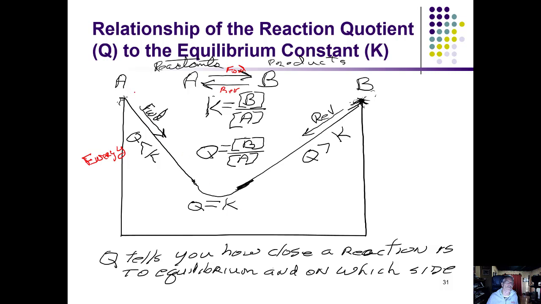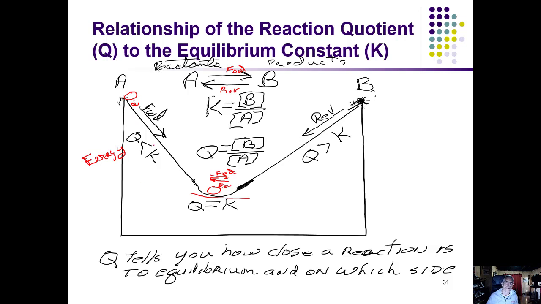If the ball is sitting up here at the top of the hill, it's going to roll in the forward direction until it gets to that lowest energy point where the forward reaction is equal to the reverse reaction, till Q is equal to K. We call that equilibrium, where the forward reaction rate equals the reverse reaction. It's the low energy point in our equilibrium process, and that's where Q is equal to K.